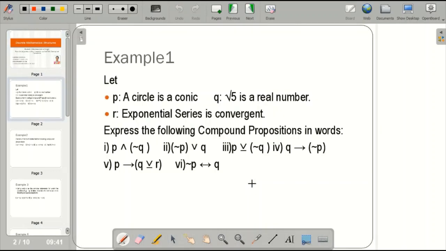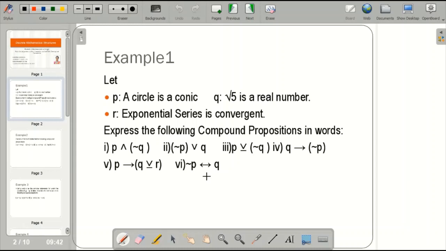The first example is regarding expressing the following compound proposition in words. They have given the propositions P, Q and R. You need to express these compound propositions in terms of words. So no need to find the truth values of these. We are not worried with the truth values.